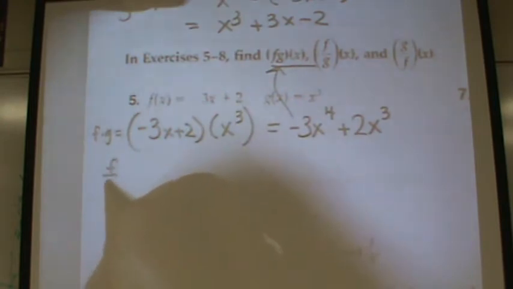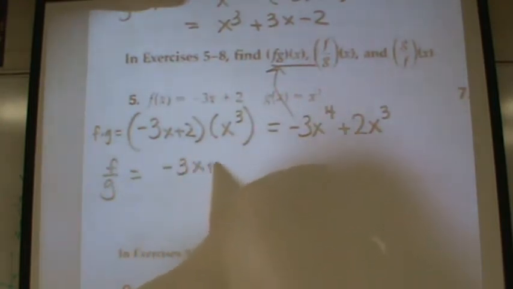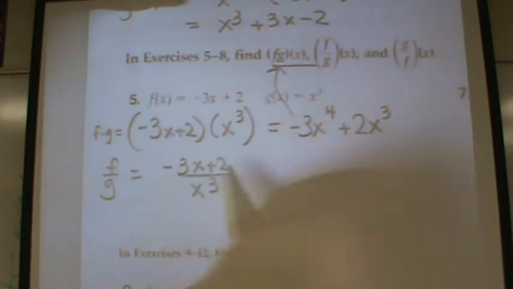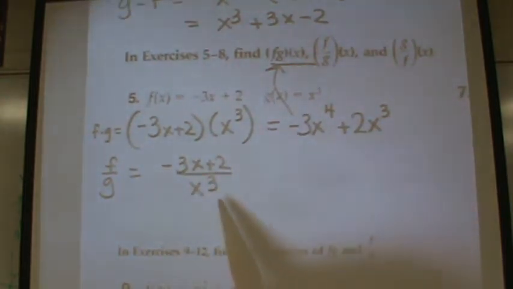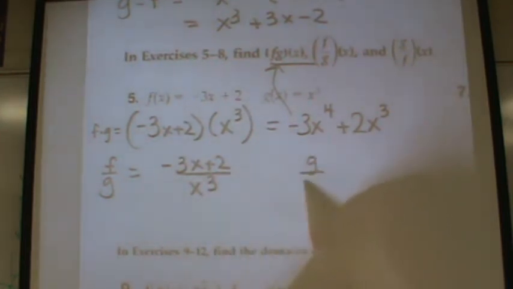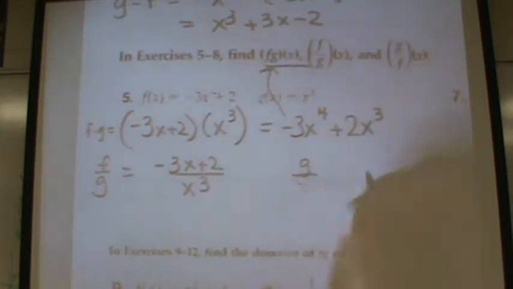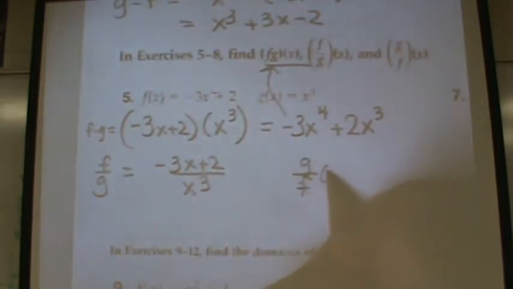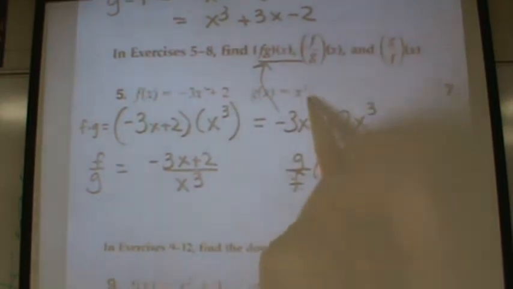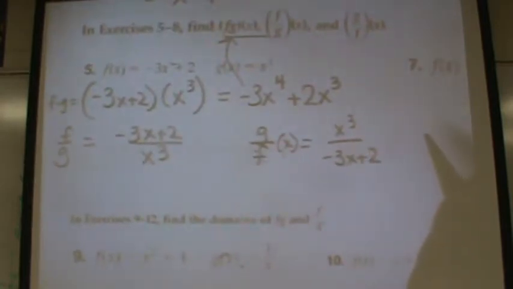F over g is going to give us negative 3x plus 2 over x cubed, and there's nothing you can do there. And now the domain is all real numbers except x can't be 0. And g over f of x is going to give us x cubed over negative 3x plus 2. And x cannot be 2/3.